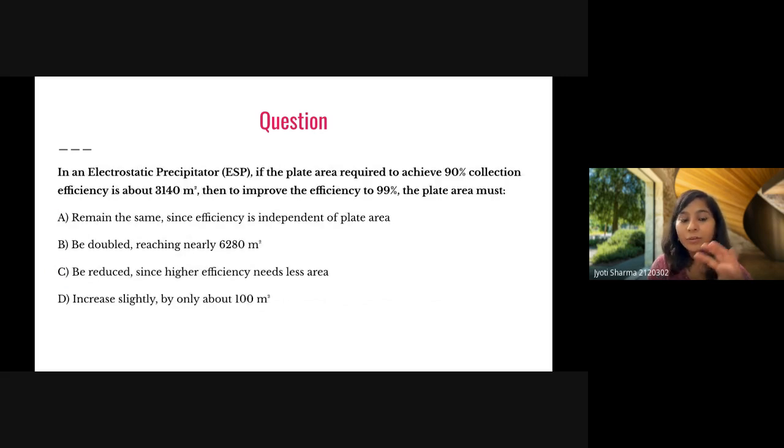And as I told you, if we want to increase the efficiency of the electrostatic precipitator from 90 to 99, then we have to double the area. So for example, initially it was 3140 meter square area, then we have to double the plate area so that we can increase the efficiency from 90 to 99%, because they are exponentially related to each other.